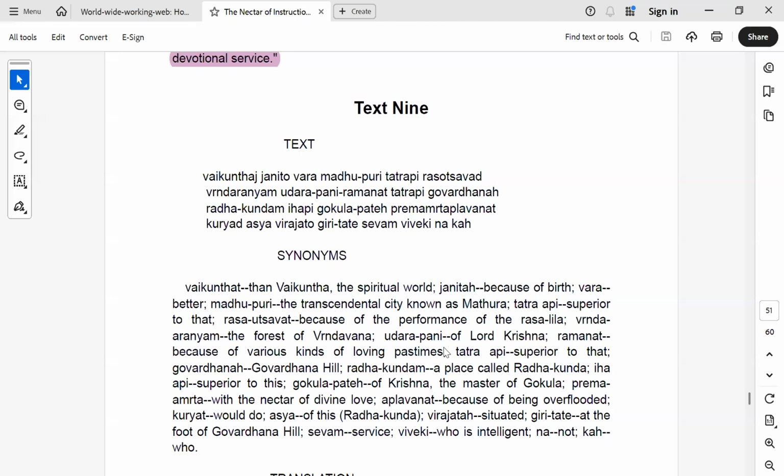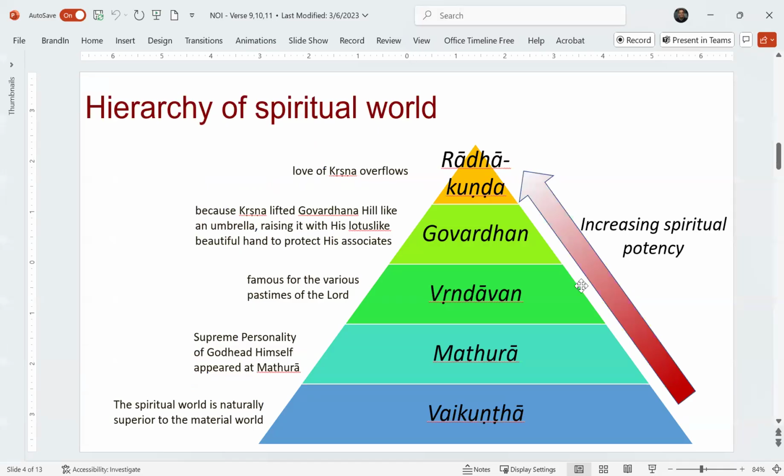So this verse is giving us the hierarchy of the spiritual world. I just showed you that hierarchy. It's going all the way from Vaikuntha to Mathura, Vrindavan, Govardhan, and we will see each reason. So I will put the reasons here. Vaikuntha, obviously, because the spiritual world is better than the material. Mathura, because Bhagavan Krishna appeared in Mathura. Vrindavan, because Krishna did all his pastimes in Vrindavan. Govardhan, because Krishna personally lifted Govardhan with his hand. And Radha Kunda, where his love overflows, where he used to have pastimes with Radharani. So that's what to understand here.